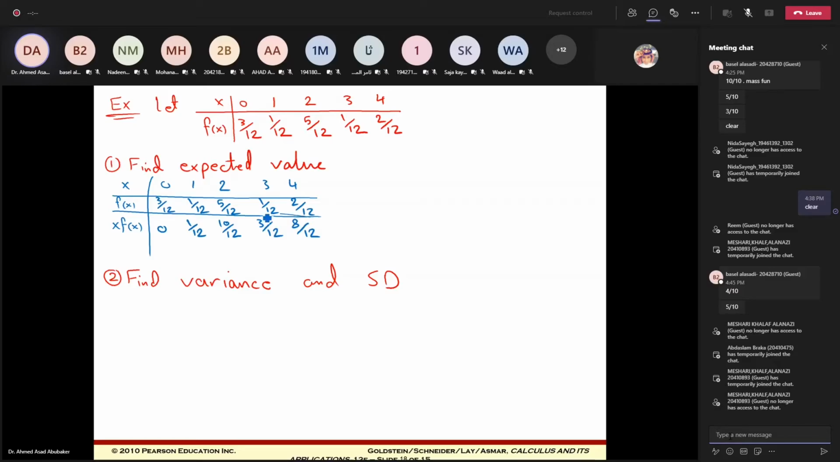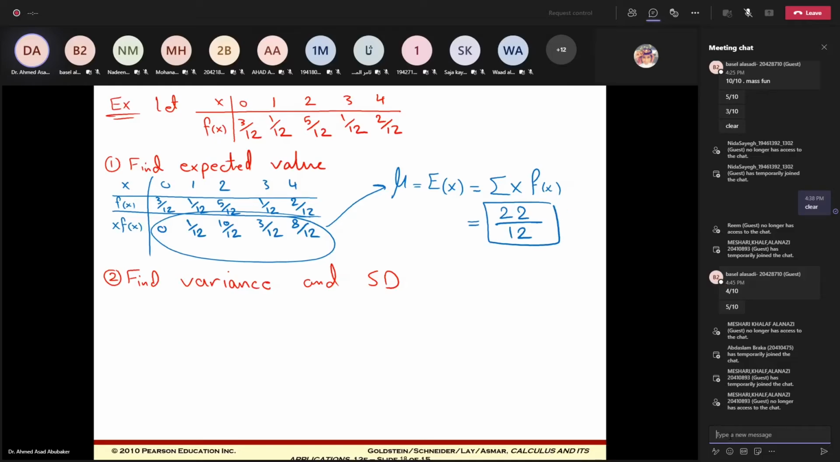Now we need to find the sum of this one. The mu, or expected value, equals the summation of x f of x, which is 1, 10, 11, and 11, 22. So 22 over 12. This is the expected value.